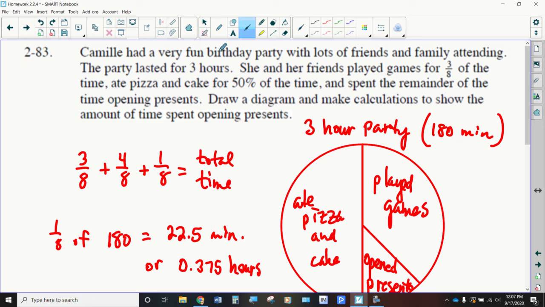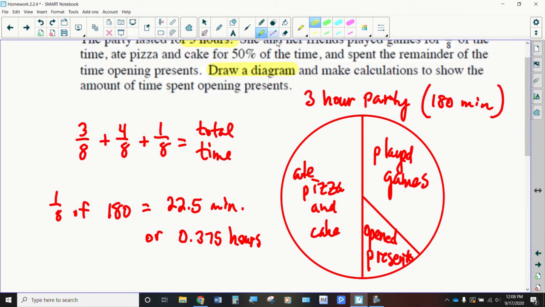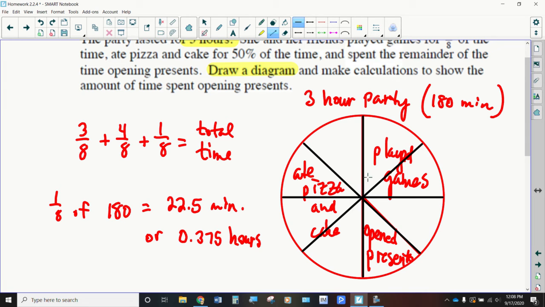All right, Camille had a very fun birthday party with lots of friends and family attending. The party lasted for 3 hours. I'm going to highlight that. She and her friends played games for 3/8 of the time. So, you know, coming up with a way of drawing a diagram here where you break these up into equal portions. So, like, here's the halfway point. Here's a halfway point. And then find the halfway point between both of those, like that. So now we've got 8 equal parts, right? So playing games is 1, 2, 3 equal parts. So I'm going to highlight that in yellow.